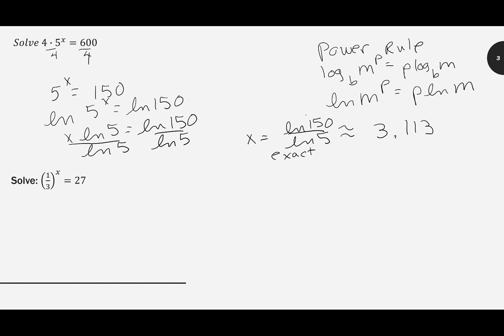Also watch how it goes into your calculator. You might notice that it puts a parenthesis and you need to close it. So I'll go to the calculator eventually and show you that. Let's look at this next one.